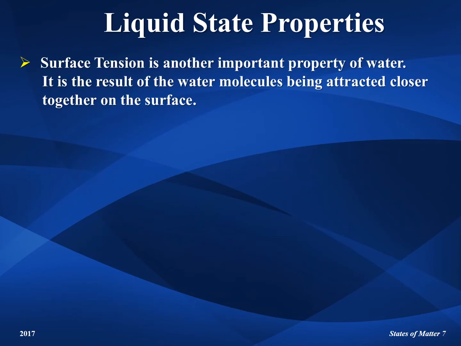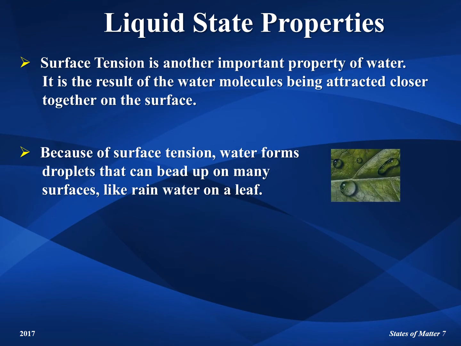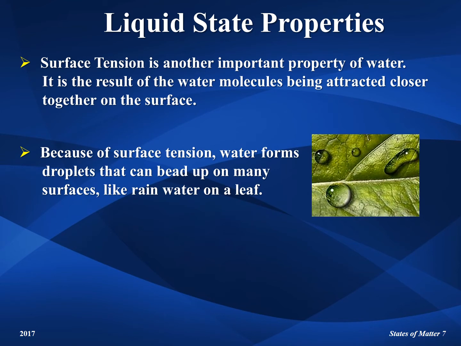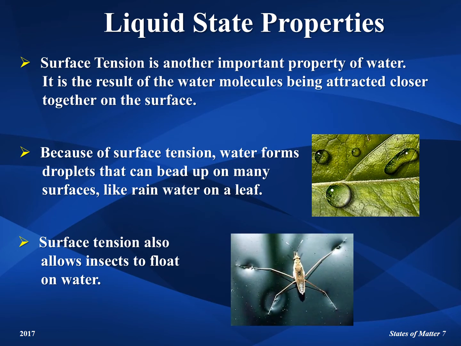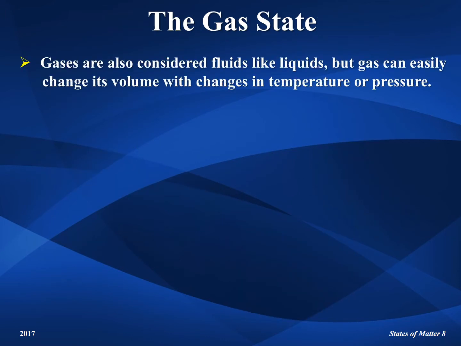Surface tension is another important property of water. It is the result of the water molecules being attracted closer together on the surface. It is because of surface tension that water forms droplets that can bead up on many surfaces. Rainwater droplets on the leaf of a tree is a good example. Surface tension is also responsible for an insect's ability to float on water. The closeness of the water molecules on the surface creates a kind of skin, to make a resting place for the insect. Gases are considered fluids like liquids.